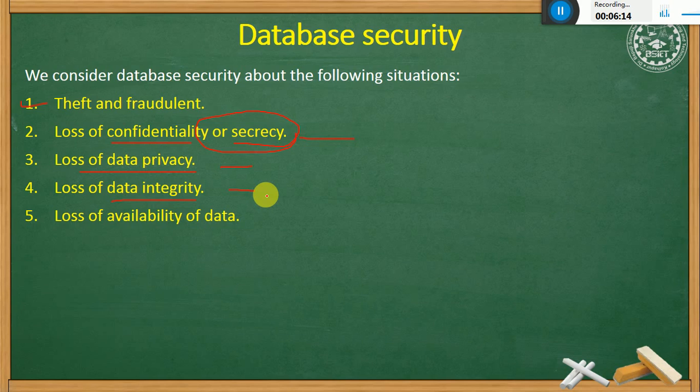And last, loss of availability of data. Due to an unsecured environment, required data cannot be accessed, because multiple variants and dummy data can be created. So these are 5 important points due to which data security is required: theft and fraud, loss of confidentiality, data privacy, data integrity and availability. Due to that, we require database security.